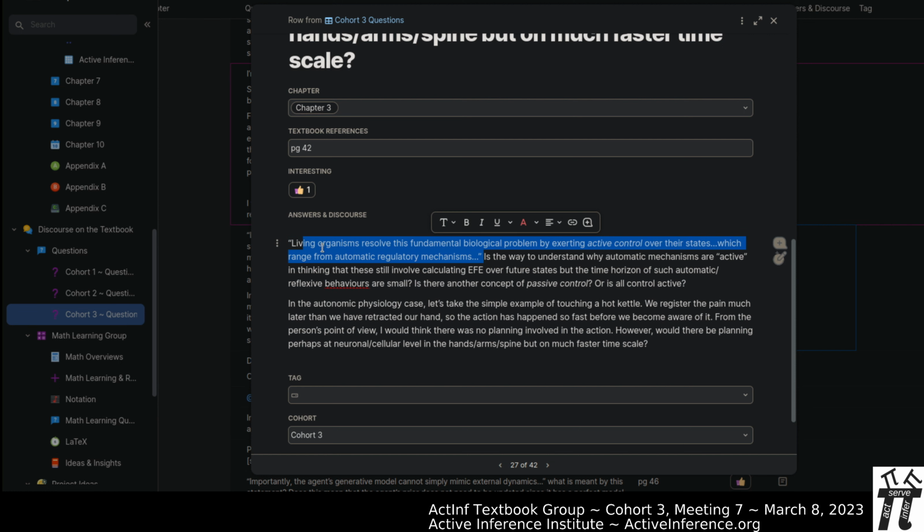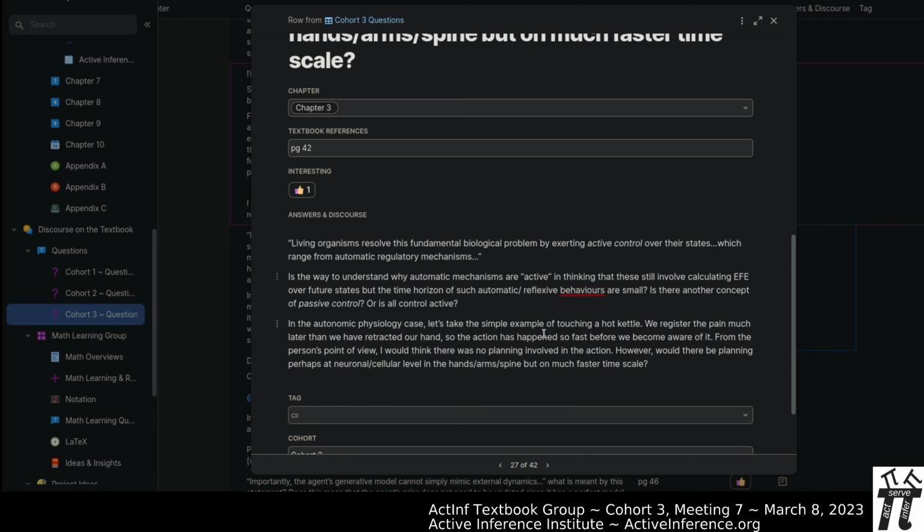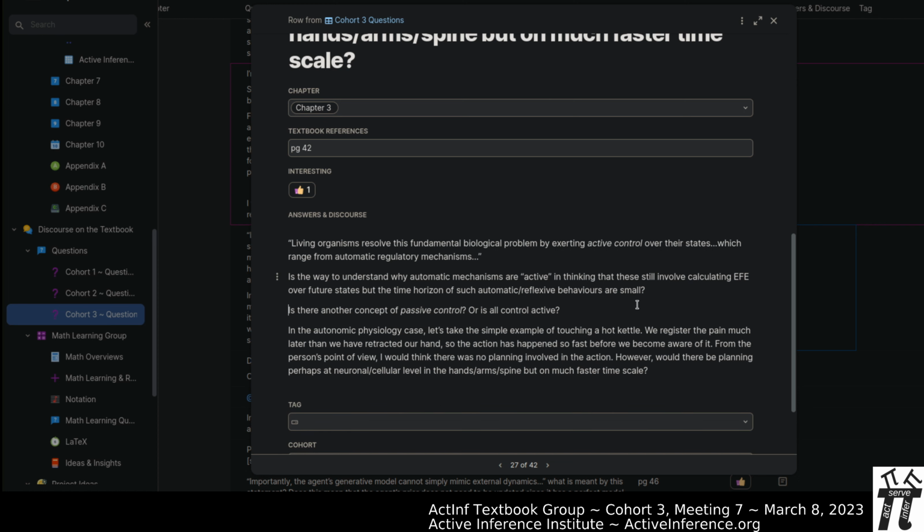Living organisms resolve these fundamental biological problems by exerting active control over their states, which range across every biological mechanism in the world. Is this a way to understand why automatic mechanisms are active, thinking that these still involve calculating EFE over future states, but the time horizon of automatic reflexive behaviors is small? Is there another concept of passive control, or is all control active?